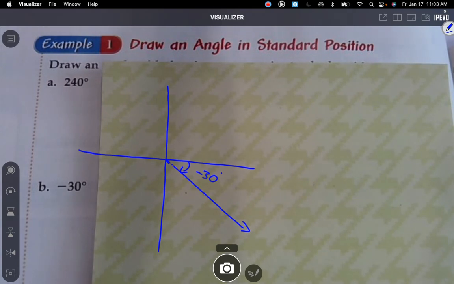Is that a straight line? Get a ruler. Okay. I'm kind of proud of that one.